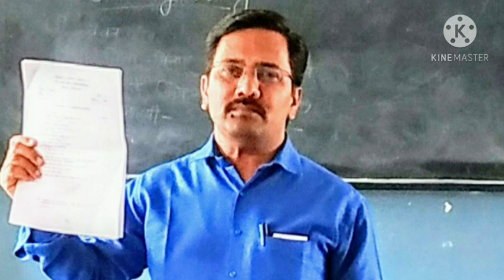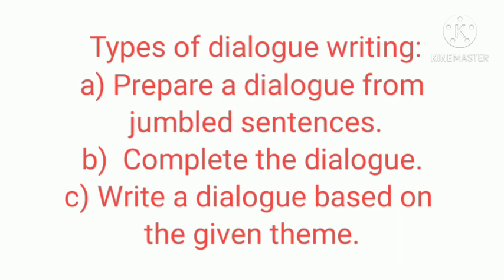So let us see the types of dialogue writing first. The first type of dialogue writing is preparing a dialogue from jumbled sentences. Here in this activity, 4 jumbled sentences based on the chit chat activity of the course book will be given, and you are required to arrange the given sentences in the correct order to form a meaningful dialogue. This activity carries 1 mark.